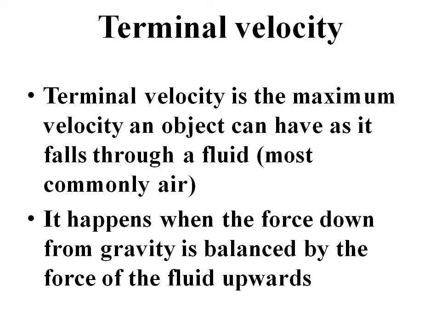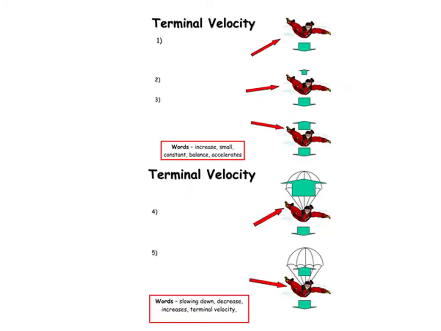And this is when the force that is being pushed down on them by gravity is balanced and equal to the force of the fluid pushing up, like wind resistance. At that point, you reach a speed and you stay at that speed. That would be terminal velocity. And one of the best examples is a skydiver.